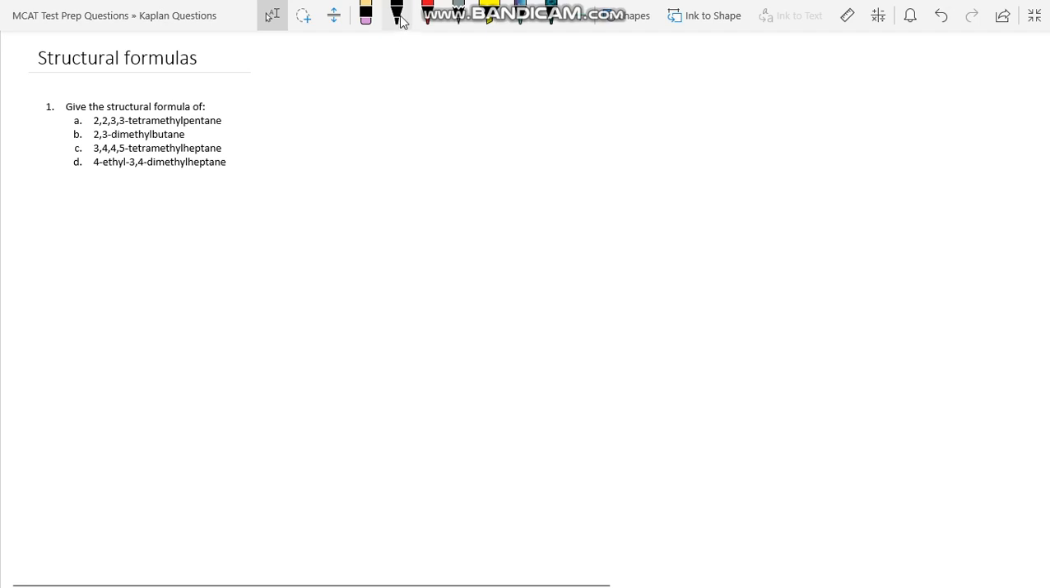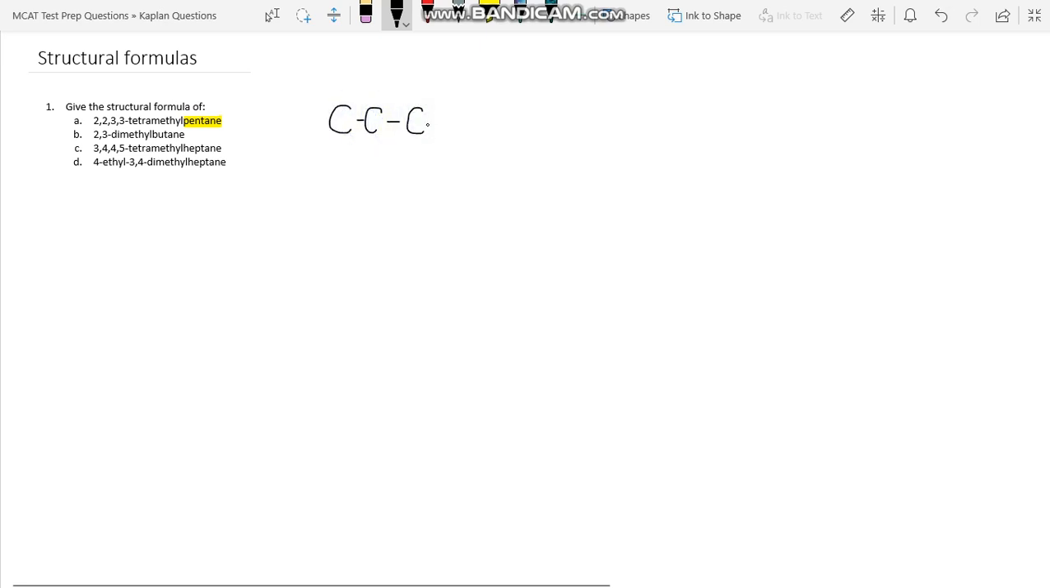Be explaining how to draw the structural formulas for 4 different alkanes. The first one is 2,2,3,3-tetramethylpentane, and the first step you're going to want to do is to look at the base, the backbone, which is pentane. So that's telling you how many carbons are in your carbon backbone. The root pent means 5. So I have 5 carbons to start with.